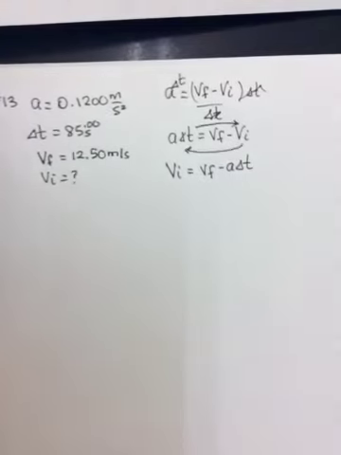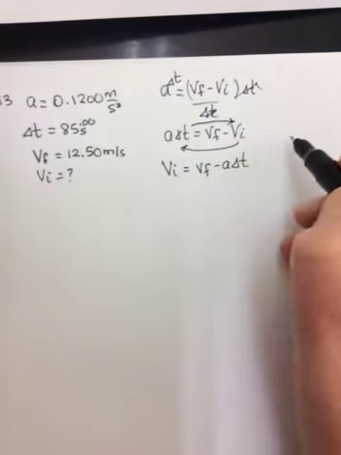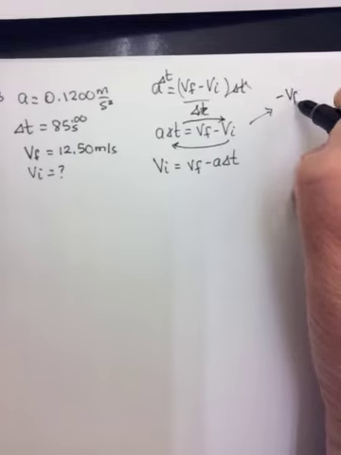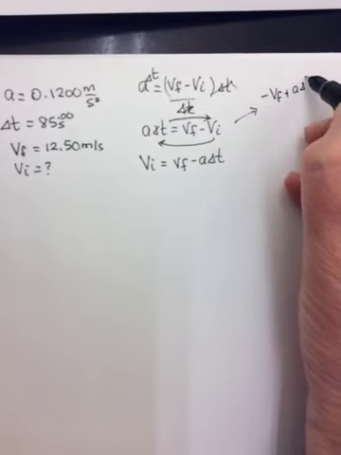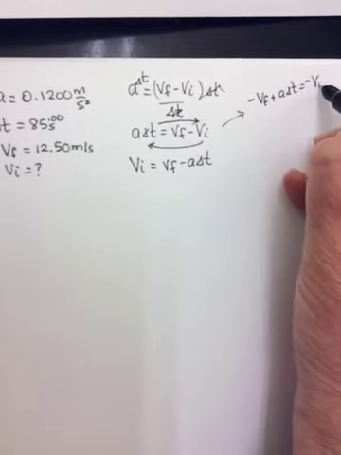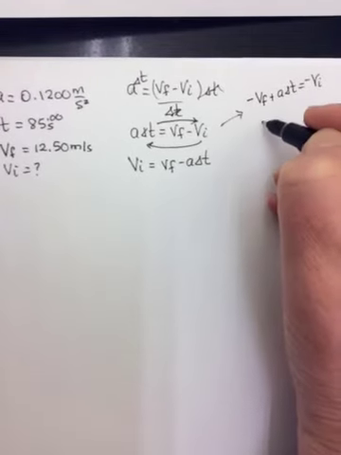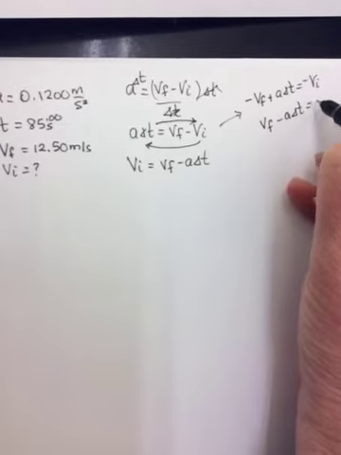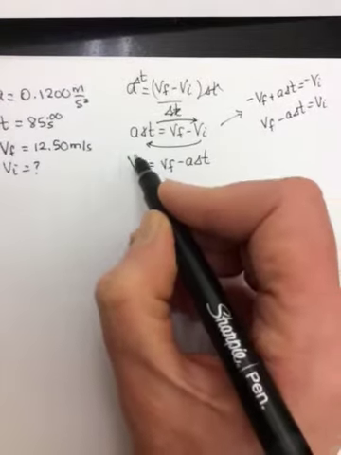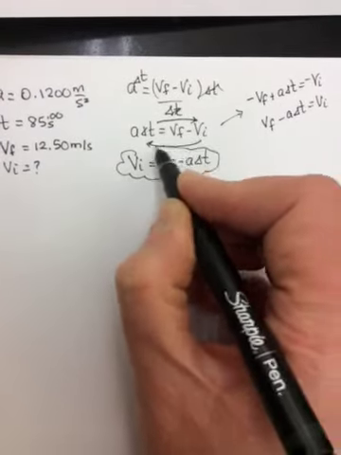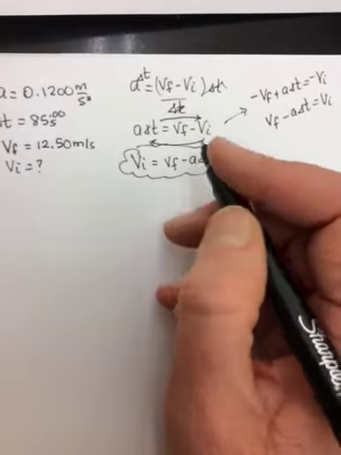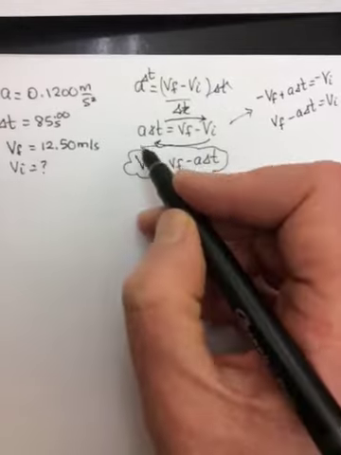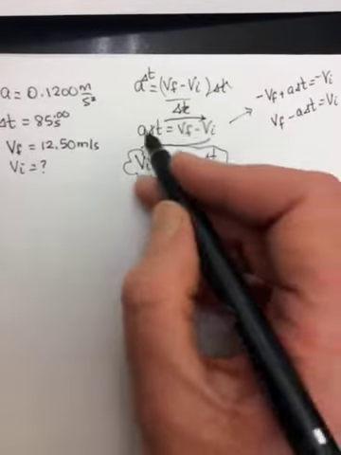Now that's the same as if you had subtracted VF. Just as an aside, it'd be minus VF plus A delta T equals minus VI. And then you could multiply everything by -1. So VF minus A delta T equals positive VI, which is exactly what you have here. I just tend to always take my unknown that I'm trying to solve for, VI, to the side, so it's positive. So that's why I did that in the first step.